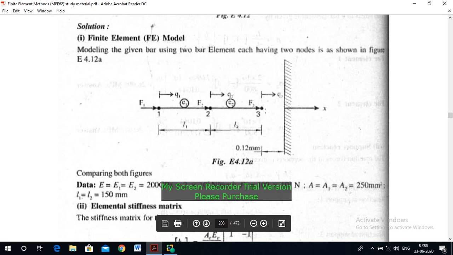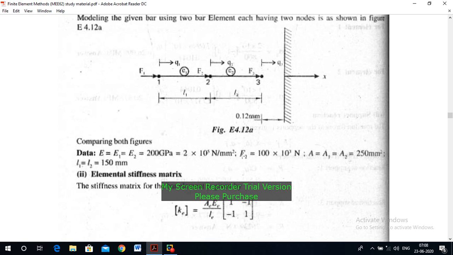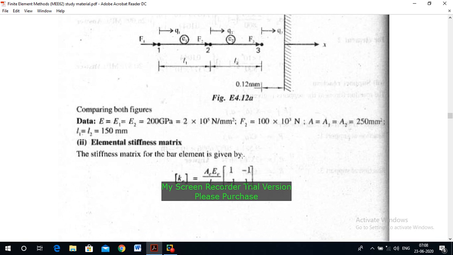The gap between the free end of the bar and the support is given, that is 0.12 mm. The displacement Q3 you can take equal to 0.12 mm. The first step is to find the element stiffness matrix. We know that K is equal to AE by L times the matrix 1 minus 1, minus 1 1. Since the given stepped bar consists of two elements in the finite element model, find the two element stiffness matrices.